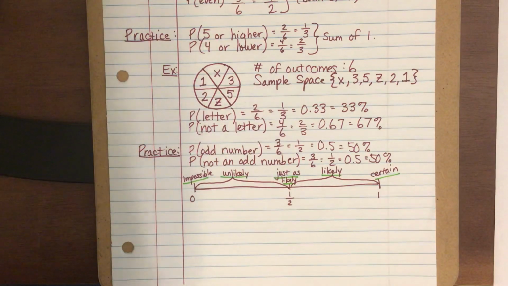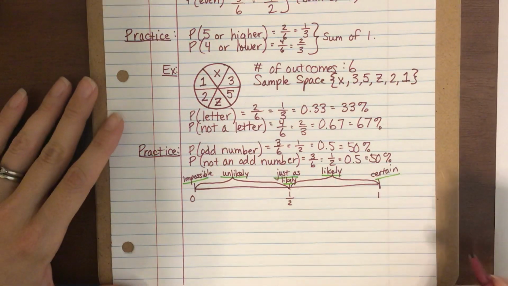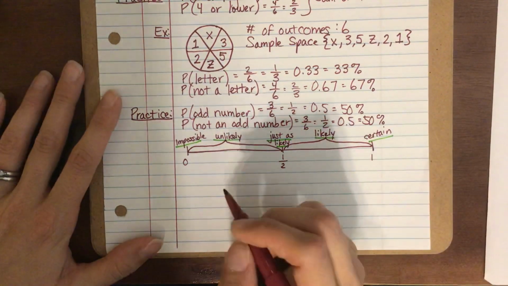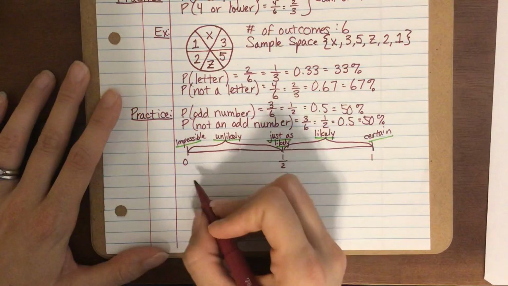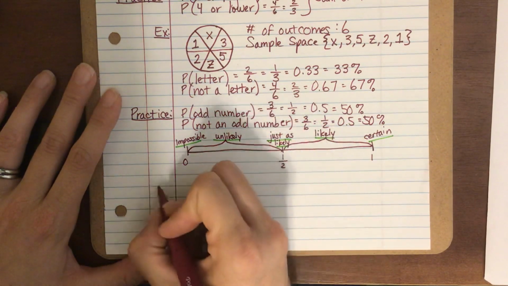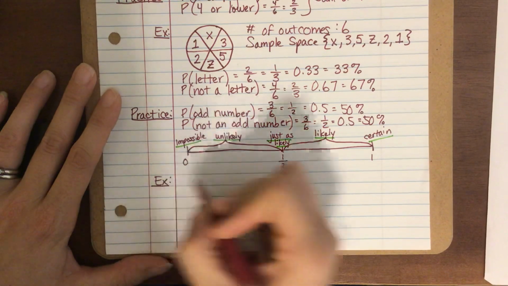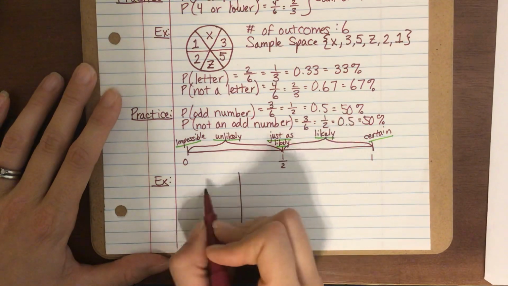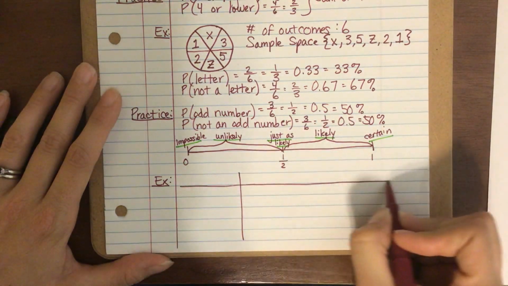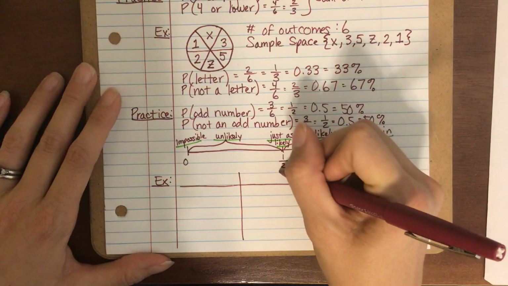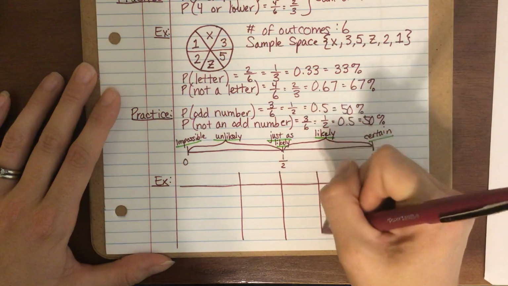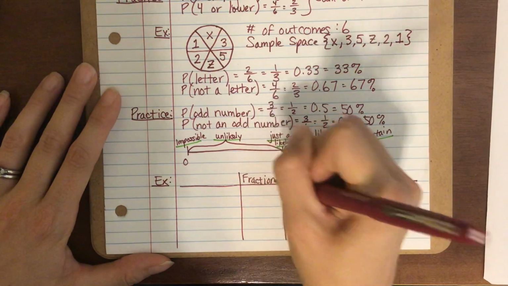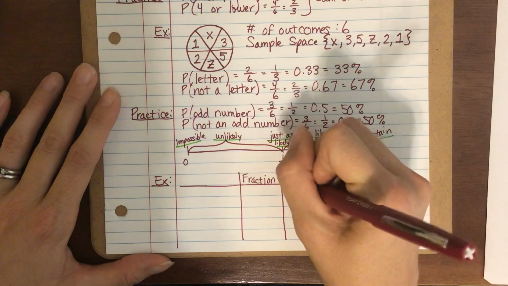So let's look at a few examples, and we'll talk through this too, because you need to be able to relate this to real life. Okay. So I'm going to set up a little table here. And we're going to find the fraction, the decimal, and the percent. I don't have a ruler here, so it's kind of roughing it.